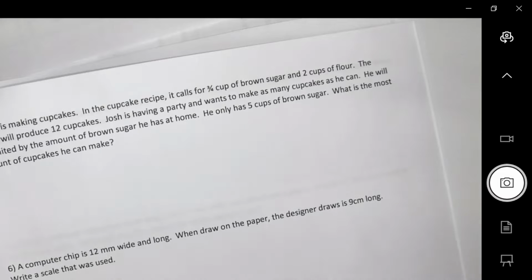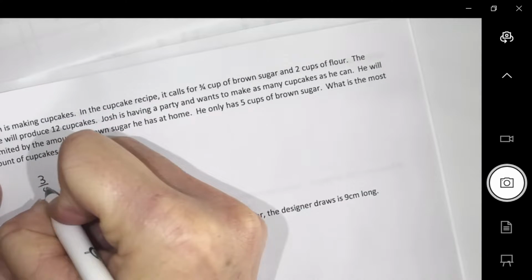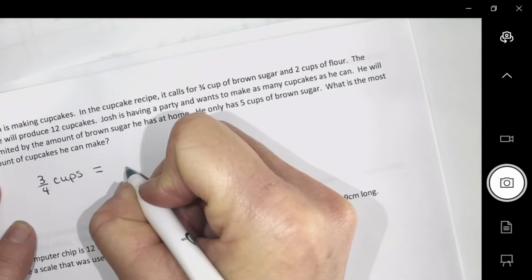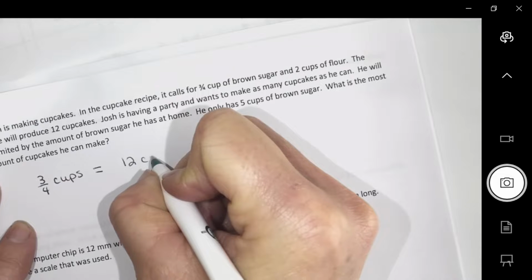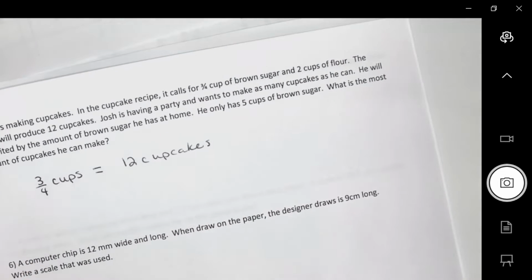Okay, so we have 3/4 cups would produce 12 cupcakes. We know that.